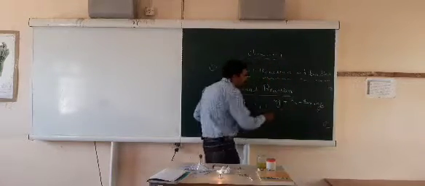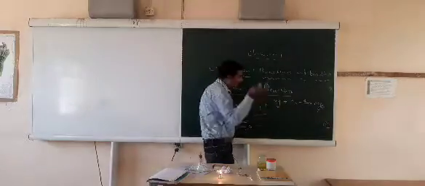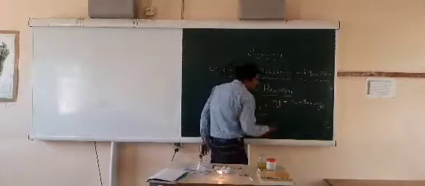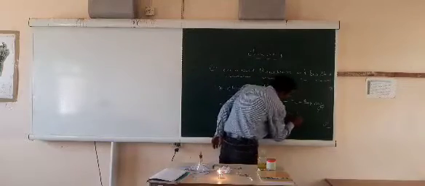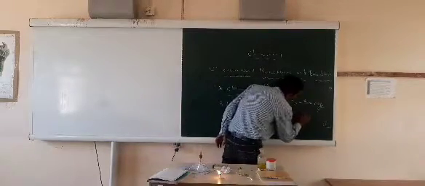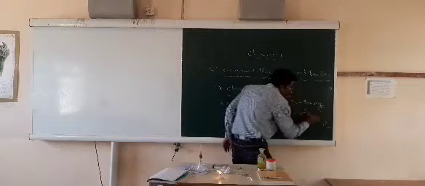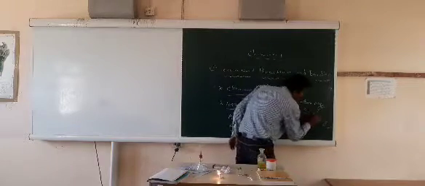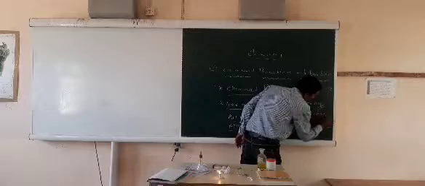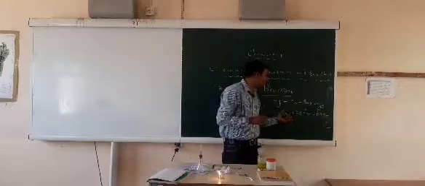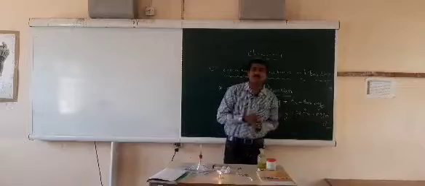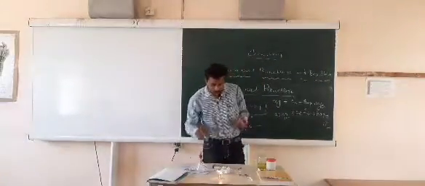This reaction is now unbalanced, and if we want to balance it, we write 2Mg plus O2, with heat, gives 2MgO. This is the balanced reaction. Magnesium and oxygen react, and magnesium oxide is the product.